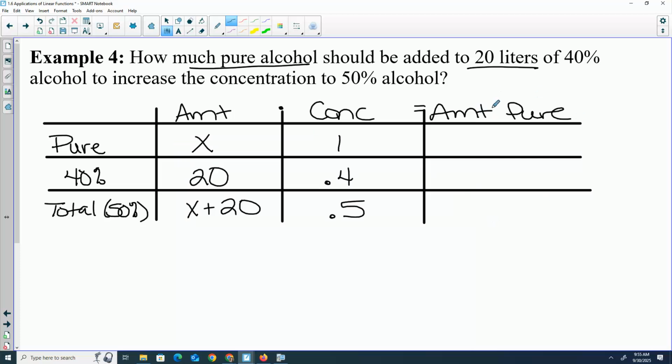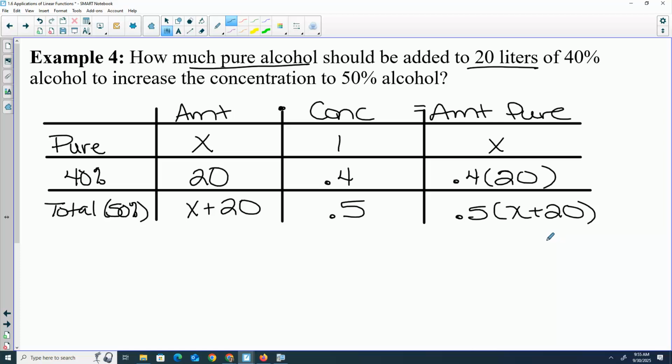Now to get this final column, we just follow the formula. Amount times concentration. So X times 1. 20 times 0.4. You can go ahead and work it out for the sake of your notes. I'm just going to write it in here in case anybody's looking back and wants to know how I got that. But if you want to go ahead and write 8, that's fine. And the last one we're going to do 25 times our X plus 20.